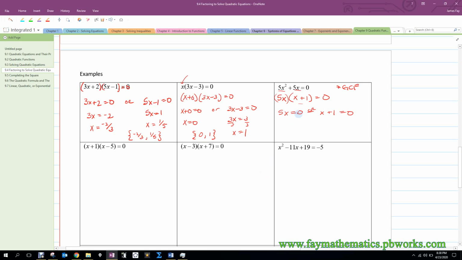Divide both sides by 5 here in this equation. So I get x to be 0. 0 divided by 5 is 0. Here I'll subtract 1 from both sides. So I get x equals -1. So those are my only values, 0 and -1. Those would be the solutions.